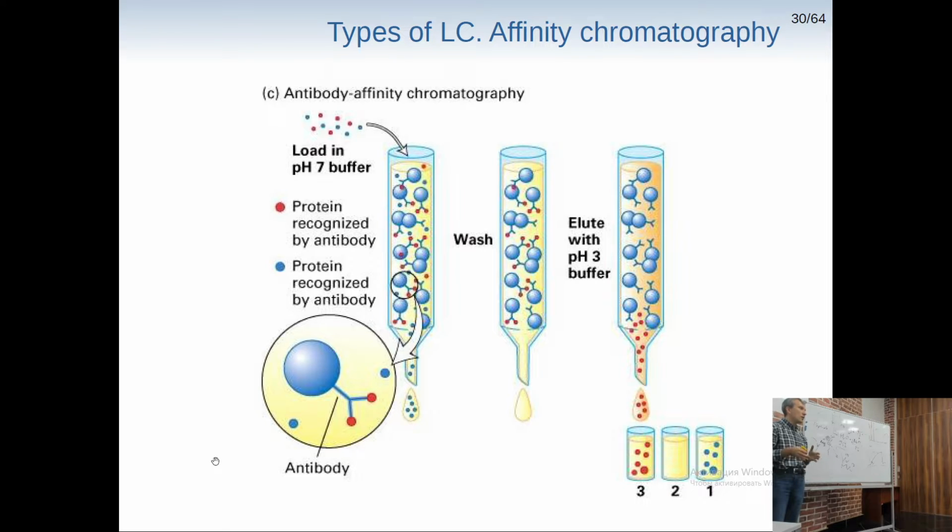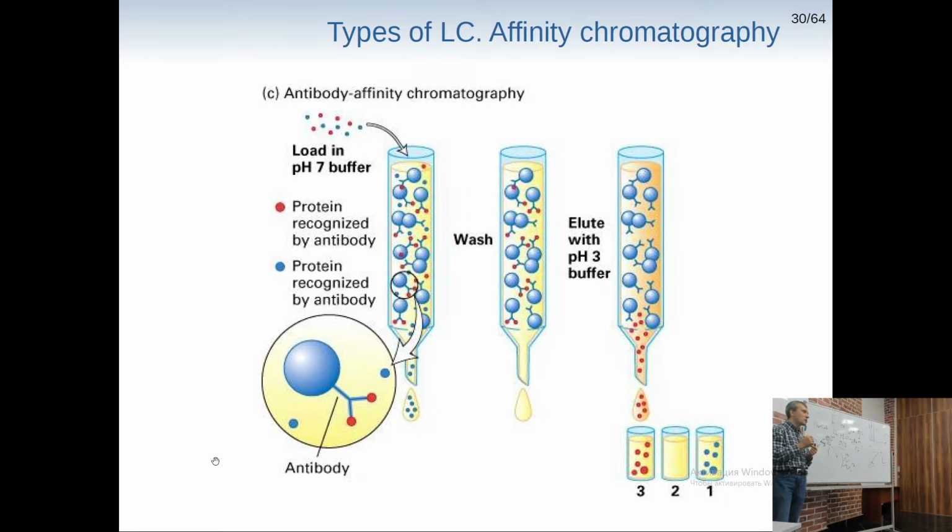And then you can change pH, temperature, whatever. There's a lot of different ways to get rid of this antibody-antigen interaction. You can break it in different ways. pH is the most used one, but still. And you can elute only the protein of interest that was bound to this antibody.